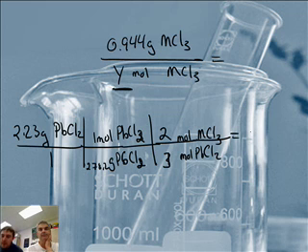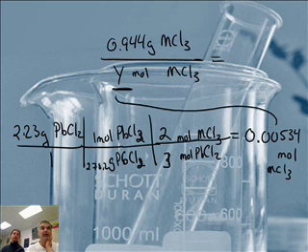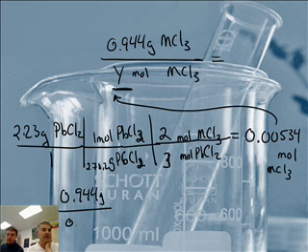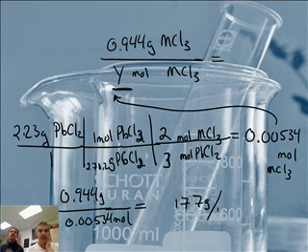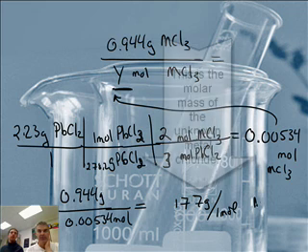So that gives us a pretty small number, 5.34 times 10 to the negative third, or 0.00534 moles of MCl3. Now we plug that in as our Y number. So I'm going to take 0.944 grams divided by 0.00534 moles, and that'll give me the grams per 1 mole, which is 177 grams per mole, and that's of the MCl3.